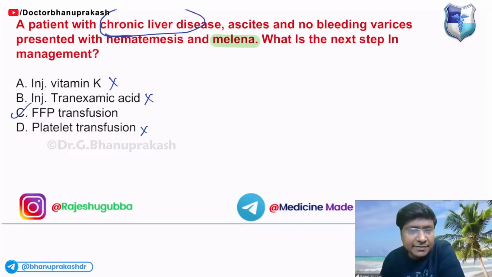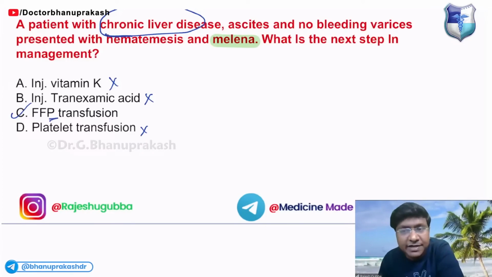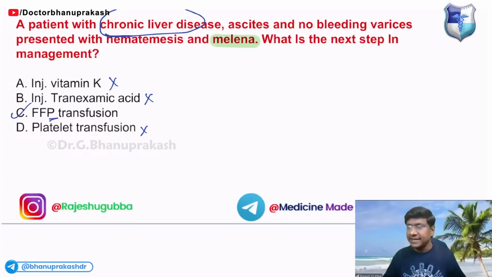But in patients with chronic liver disease, what could be the reason for bleeding? Because of defective coagulation factors. And fresh frozen plasma contains the coagulation factors. That is the reason why you need to give FFP. Okay? Then we will discuss in detail now.